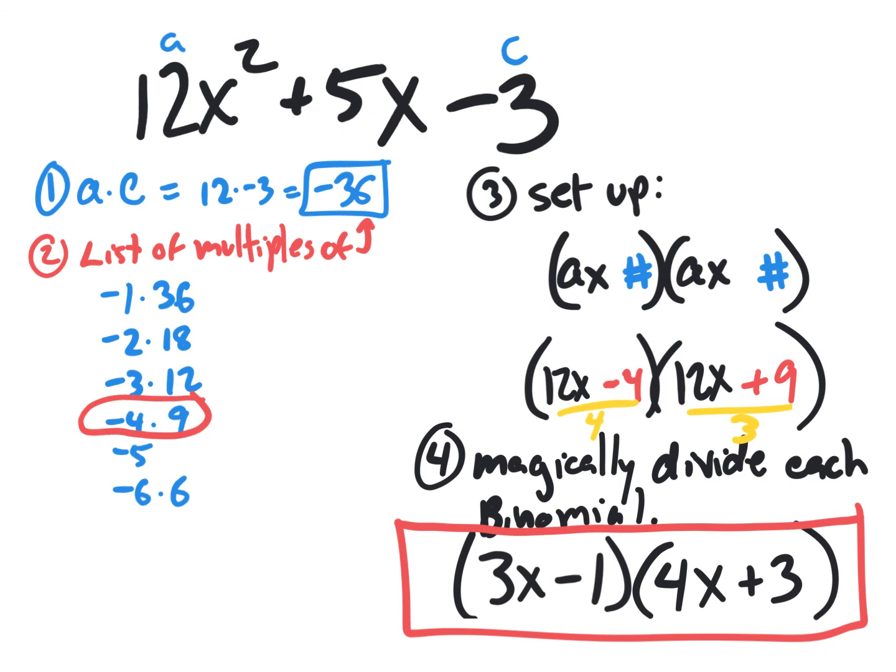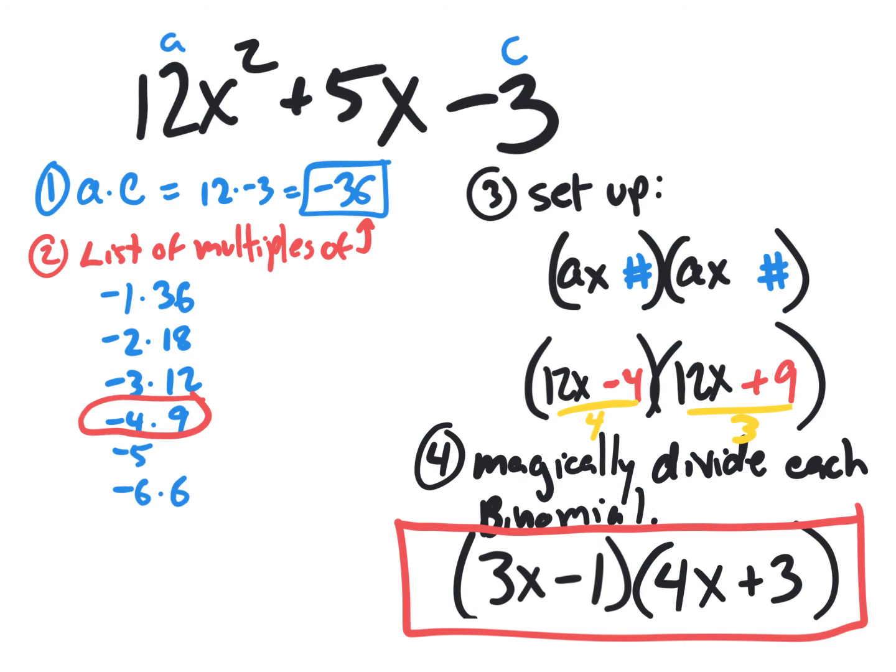Now, if you wanted to double check and see if you actually factored it right, you could distribute 3x times 4x, 3x times 3, distribute -1 times 4x, -1 times 3, combine like terms, and you should get back to that original quadratic trinomial that we started with. Yay, nay, or what the hey? Yay, I hope. Okay, now, when do we do this multi-step process? When your a value is not 1.